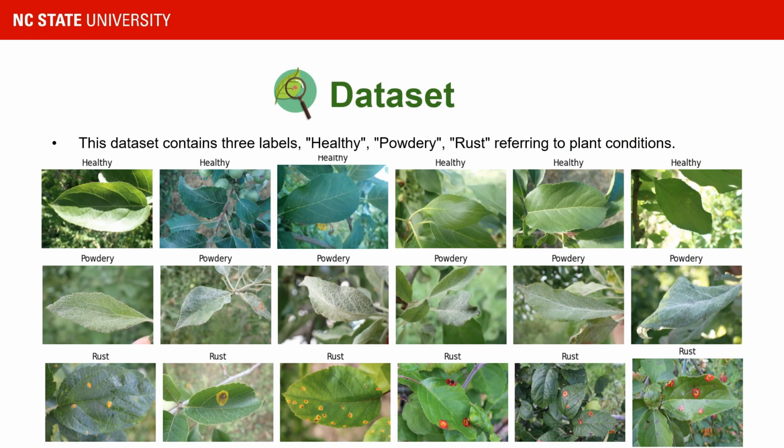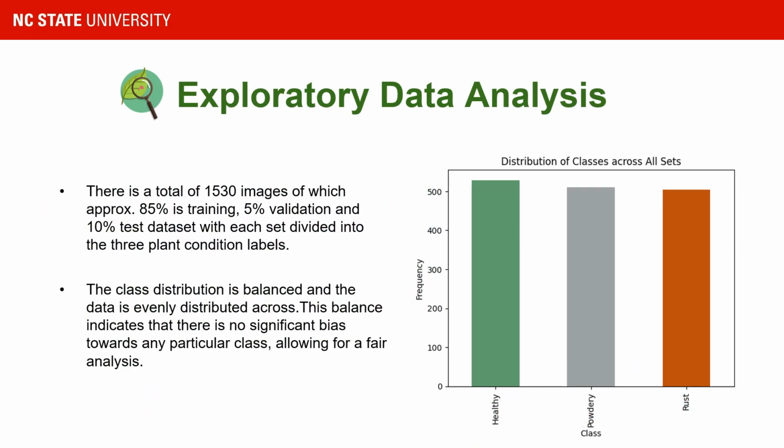Coming to the dataset, we have 1530 images categorized into three labels: healthy, powdery, and rust. Through exploratory data analysis, we gained insights into the distribution and characteristics of our dataset. The total of 1530 images are distributed among three plant condition labels with 85% training, 5% validation, and 10% test dataset. This distribution is balanced and evenly distributed in order to avoid any bias towards a particular class label, allowing our model to train well.